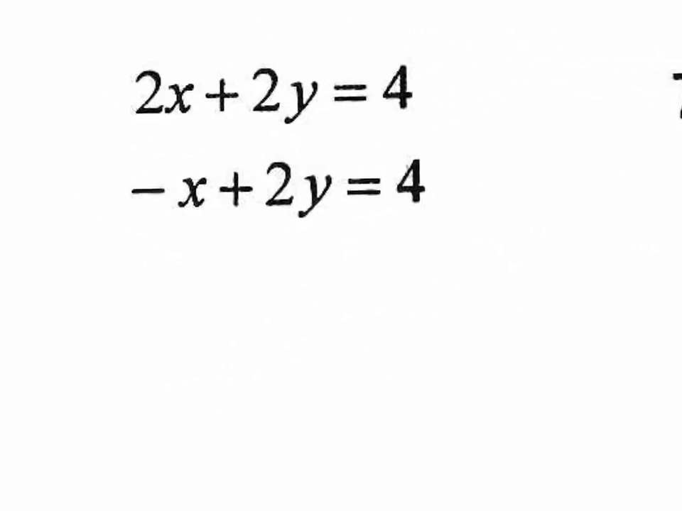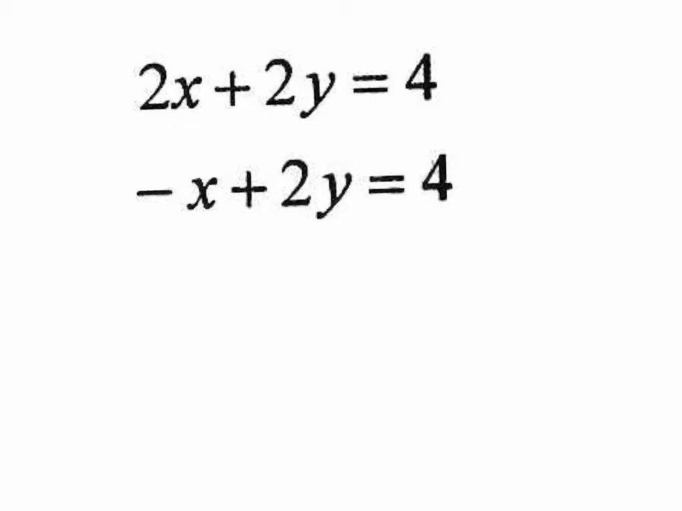Down here, what could you do? You can multiply the bottom one by 2. Or you could multiply the top one by -1, or the bottom one by -1. There are so many roads to the same place. It's totally up to you.